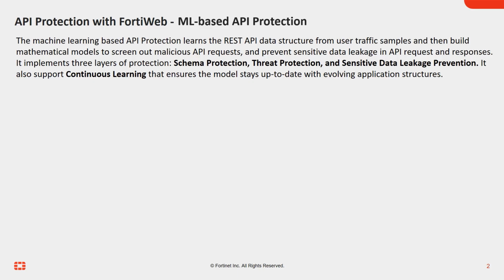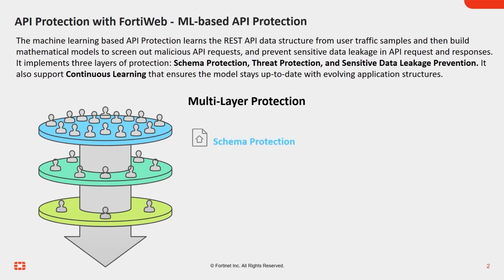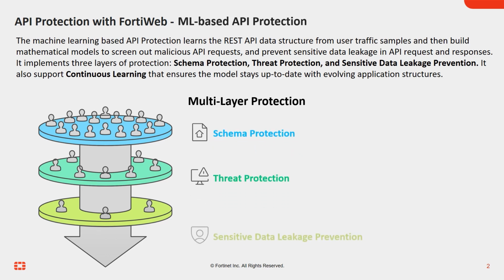It learns the REST API data structure from samples and then builds mathematical models to screen out malicious API requests and prevent sensitive data leakage. It implements 3 layers of protection: schema protection, threat protection, and sensitive data leakage prevention.